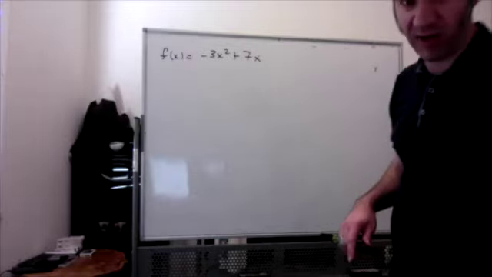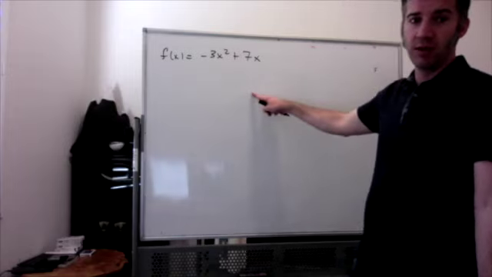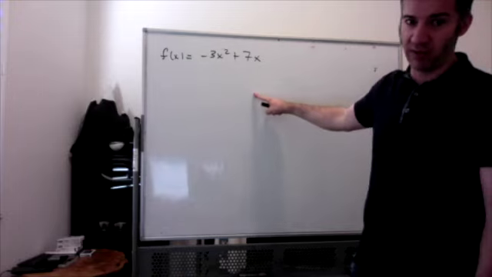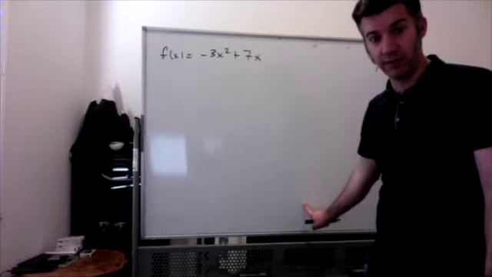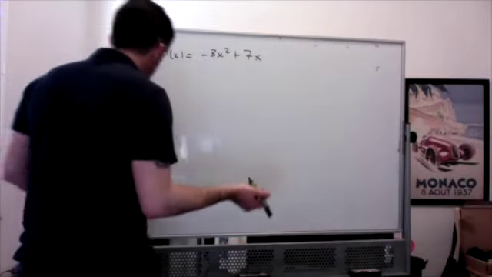So I know before I even get going here that it's going to be increasing from negative infinity to some x value of the vertex and decreasing from the x value of the vertex to positive infinity, right? Because we know it's a parabola that opens downwards. We're still going to do the work.